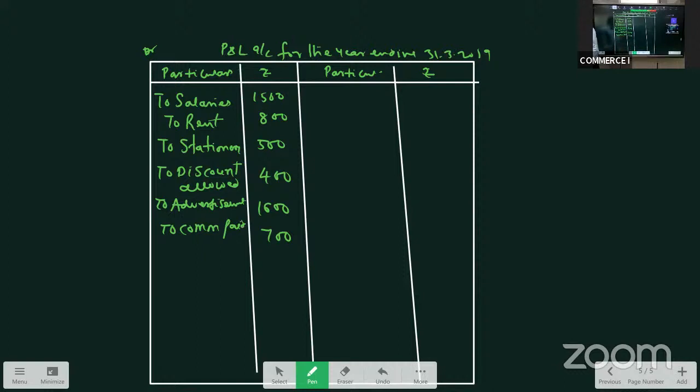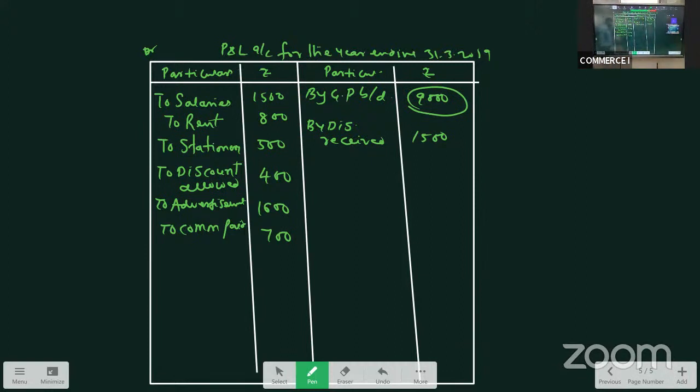Gross profit. Discount received will come on the credit side, by discount received, it is 1,500. Then by gross profit brought down. Gross profit is brought down from which account? From trading account, isn't it? Before the P&L account, obviously we might have prepared the trading account, and this gross profit is the result of our trading account. Okay, it was a simple question.